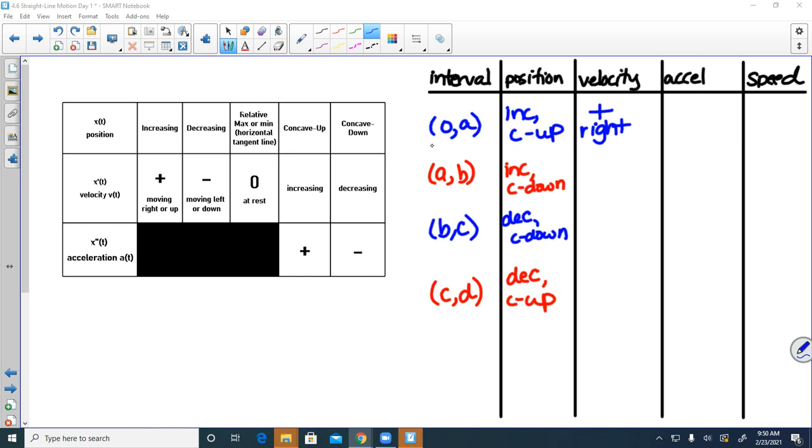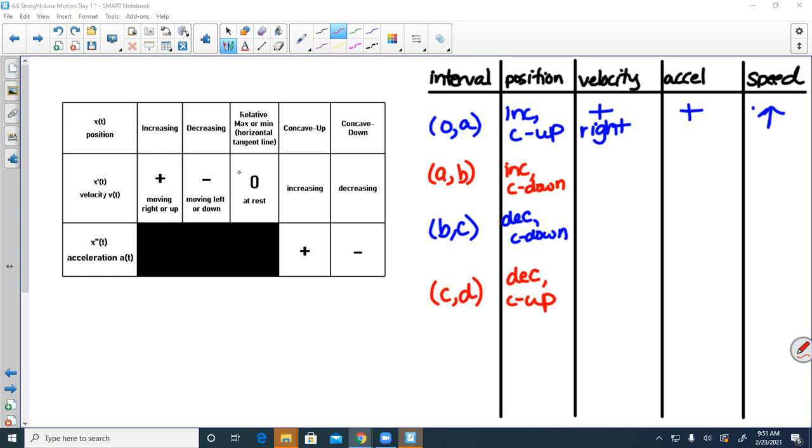Because position is concave up, I know that acceleration would be positive. And then because velocity and acceleration are both positive for this interval, that tells me that my object is speeding up. So I'm just going to put speed would be increasing because it's going faster.